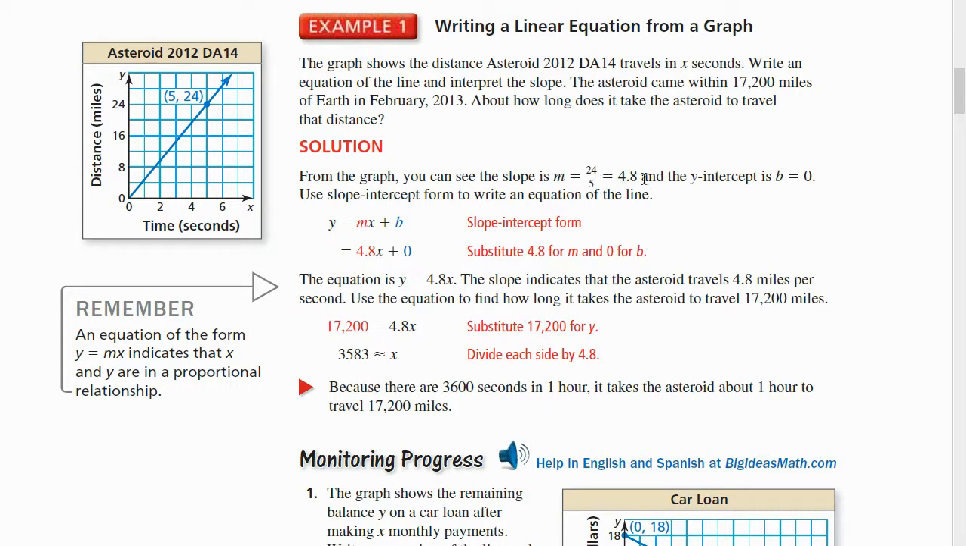It's 24 over 5, which if you want to reduce this is 4.8. Now, what does that 4.8 actually mean? Well, that's 4.8 miles every second. So almost 5 miles per second. This thing's moving pretty fast.